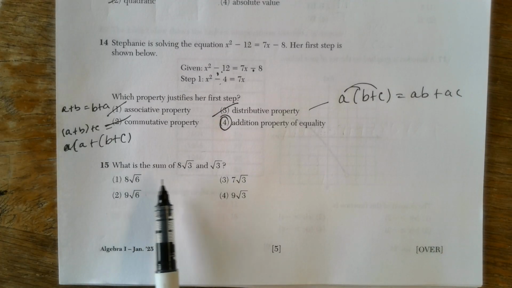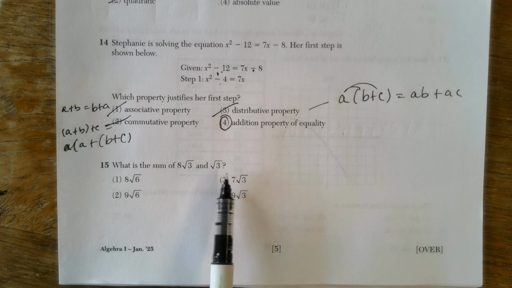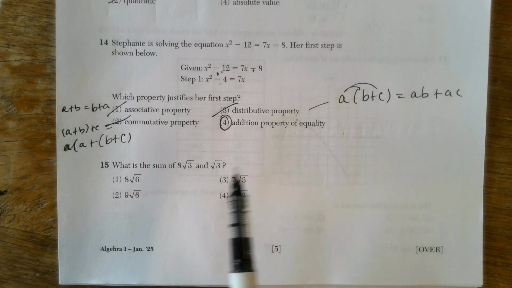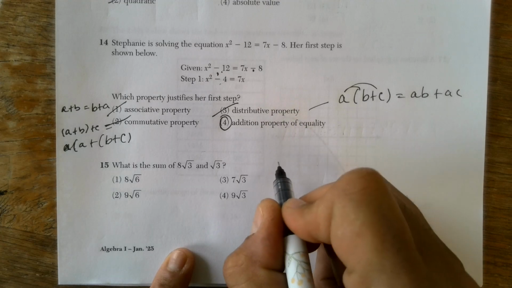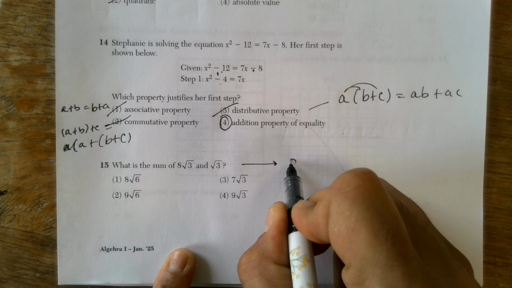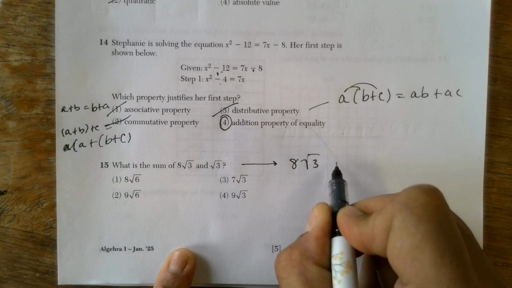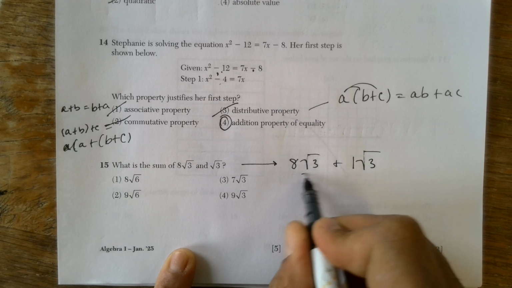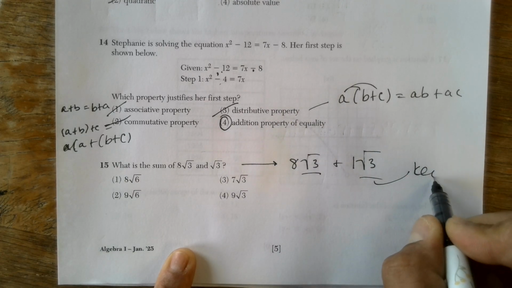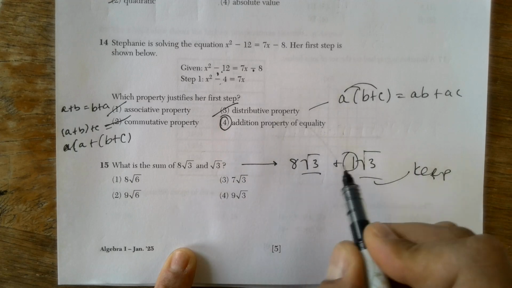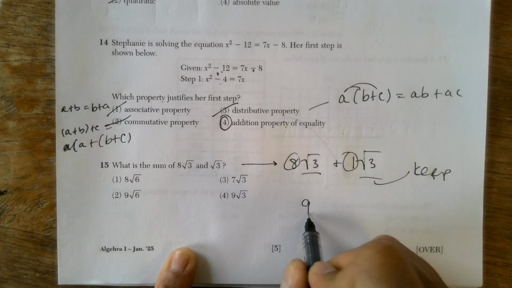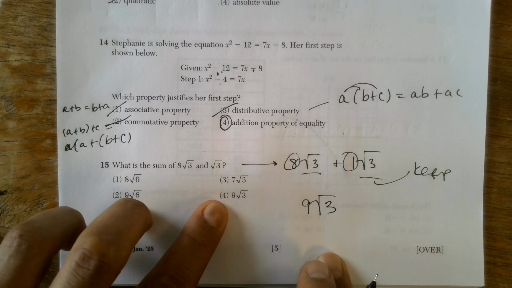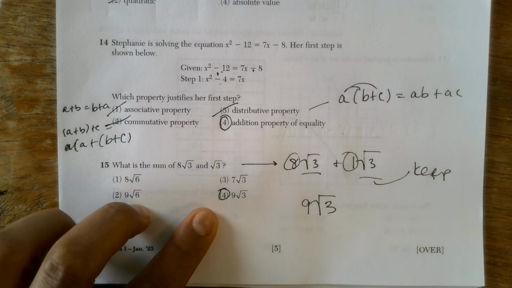So 15 is what is the sum of 8 radical 3 and radical 3. The good thing about this is that when what's inside of the radicals are the same, all you're really going to do is just add up what's on the outside. So if we expand this a little bit, 8 radical 3 plus, there's no number in here, so we're going to assume it's 1. We're going to keep these, and then we're just going to add these up. So what's 8 plus 1? 9, and then radical 3 is our final answer. So our choice and final answer for that is choice 4.